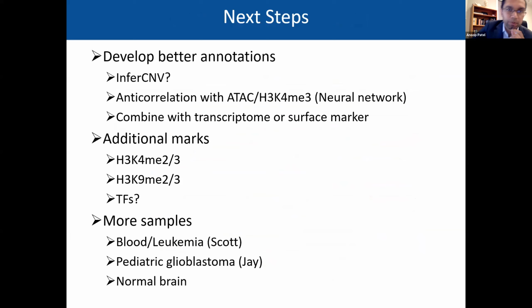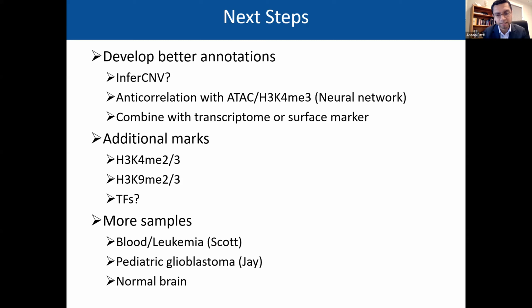There are a variety of next steps that we're looking to do. We're trying to work on developing better annotations. We've used in the past this inferCNV platform, which uses background noise in single cell data to infer copy number changes, and that allows us to positively identify tumor cells. And we have some preliminary data to suggest that that's going to work.